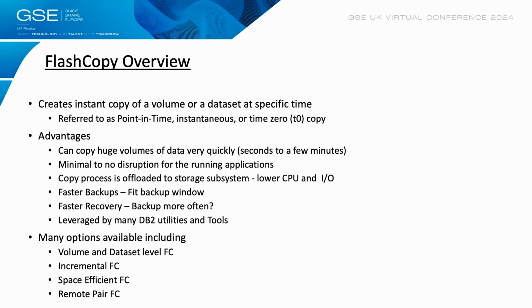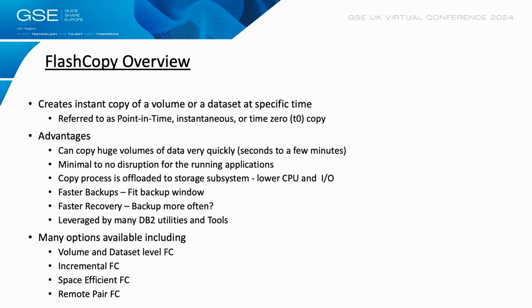So, several options: volume and dataset level copy. You can do a dataset level FlashCopy, image copy. You could have a list def, and then do the FlashCopy, or you can do it at a volume level. System level backup obviously uses the volume level. You can also do incremental FlashCopies, a bit like Db2 does with incrementals. So that keeps track of what's changed.